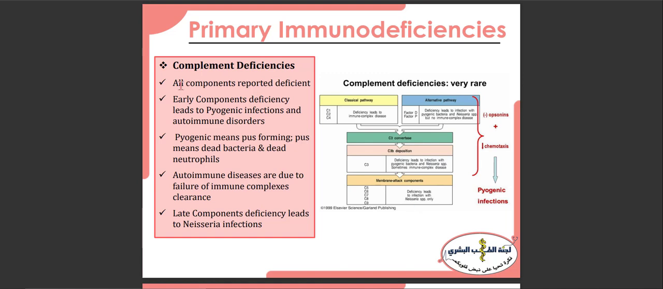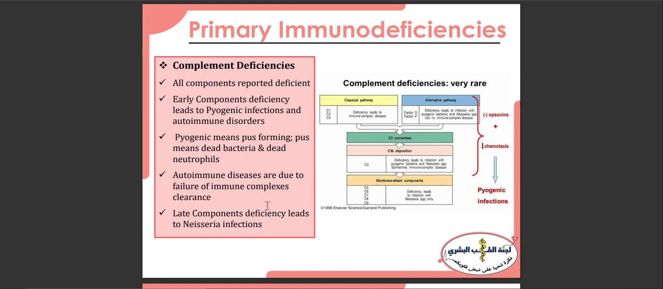Okay? All components reported deficient. هاي بحال من الأحوال ممكن all components of the complement system to be deficient. ممكن تكون early component deficiency that leads to pyogenic infections and autoimmune disorders, as we just said here. Pyogenic means related to pus formation. Pus means dead bacteria and dead neutrophils. Pus is formed from bacteria and dead neutrophils. Autoimmune diseases are due to failure of the immune complexes clearance.